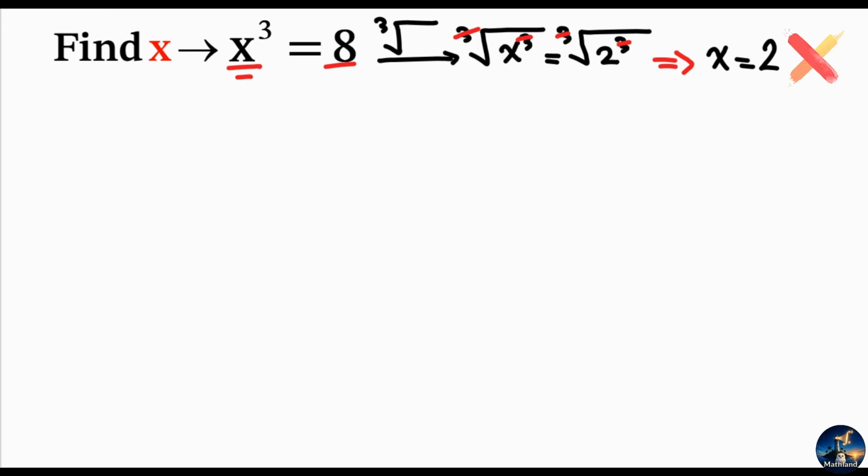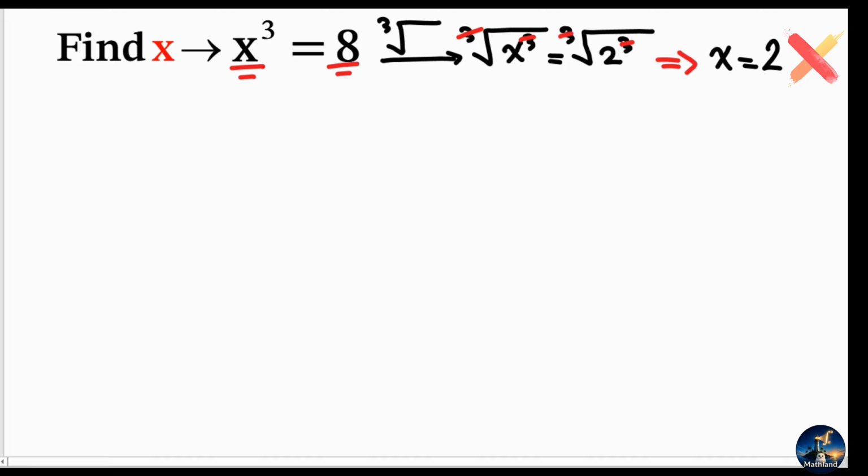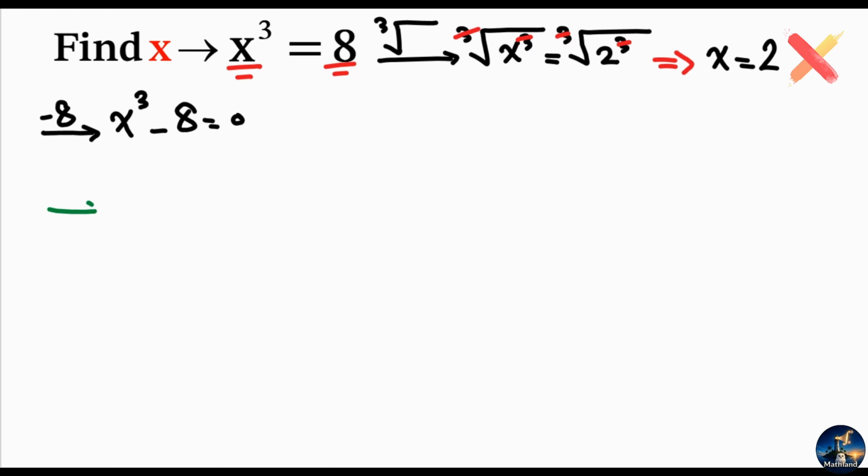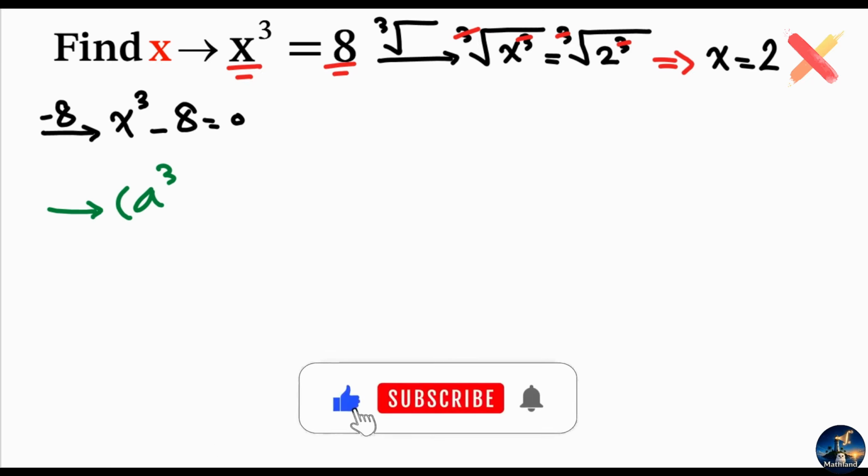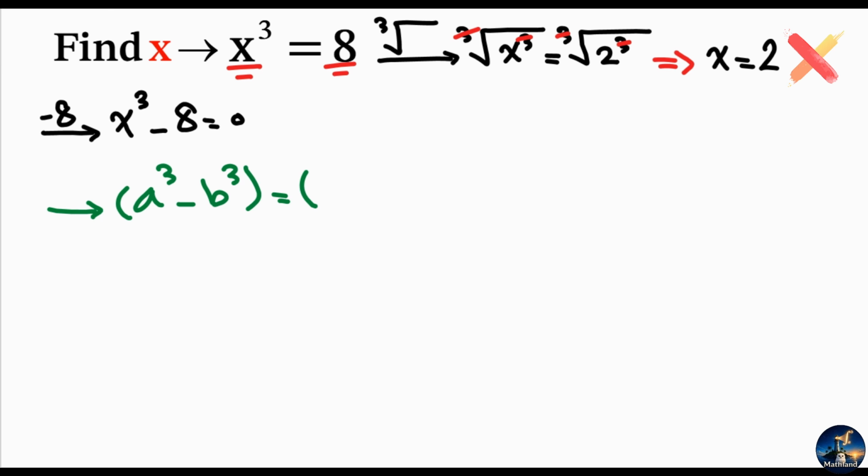We know that a cubic equation can have 3 distinct solutions. So to find all of them, let's subtract 8 from both sides. x cubed minus 8 equals 0. Now, using what we remember from algebra, we can write the difference of cubes, a cubed minus b cubed, factored as a minus b times a squared plus a times b plus b squared.